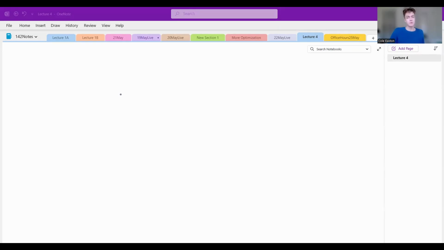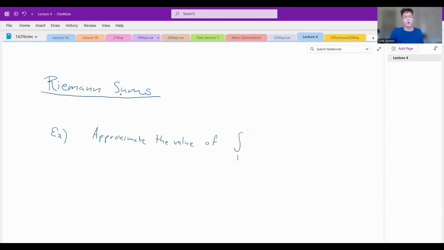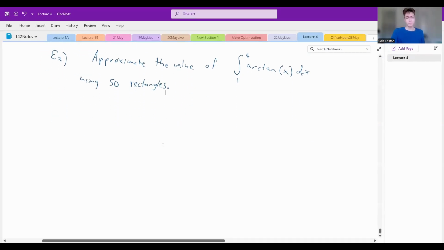Now, the official name for the sum of the area of these rectangles is a Riemann sum. So let's look at an example. Let's say we want to approximate the value of the integral from 1 to 4 of arctangent of x dx using 50 rectangles. So that's a lot of rectangles. And we're not actually going to do the calculation, but we're going to set up the calculation, and we're going to write the sum using our concise sum notation so that we don't have to write 49 plus signs.